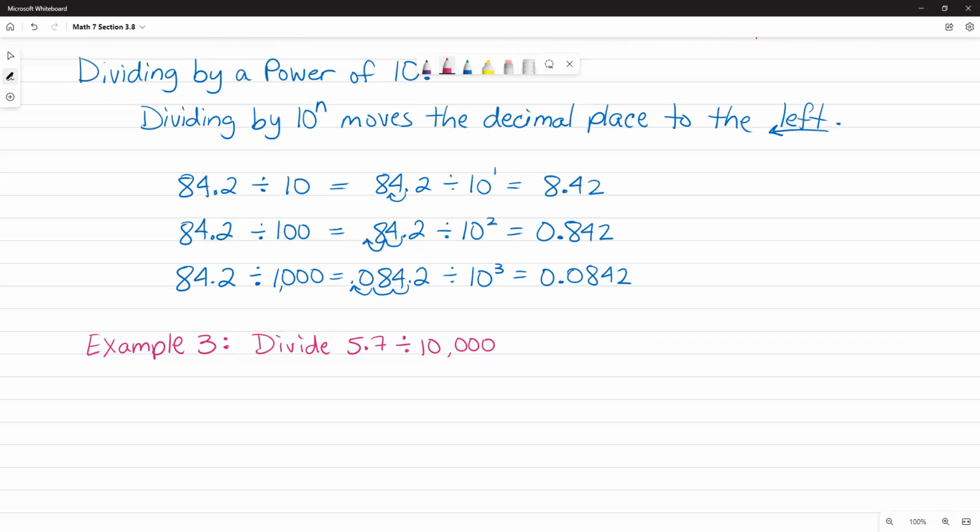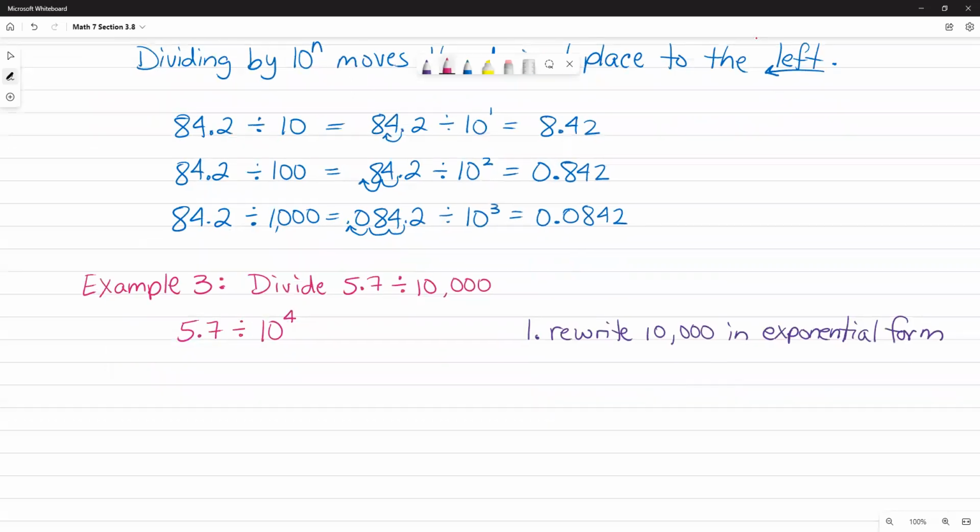So what do we do first? 5.7 divided by, our first step, we rewrite 10,000 in what form? Exponential. All right, so what's 10,000 in exponential form? 10 to the power of 4, yes. So how many places do I need to move my decimal? And in what direction? Left.